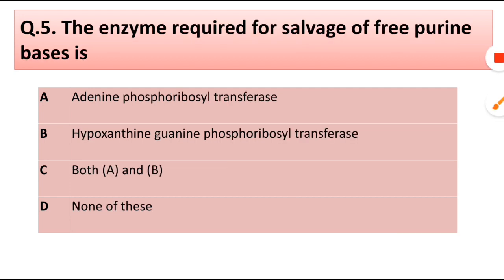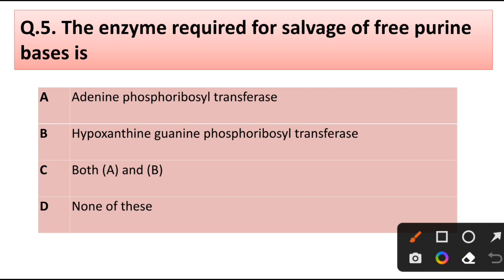Question number 5. The enzyme required for salvage of free purine bases is adenine phosphoribosyl transferase, hypoxanthine guanine phosphoribosyl transferase, both A and B, or none of these. Correct answer is option C, both A and B.